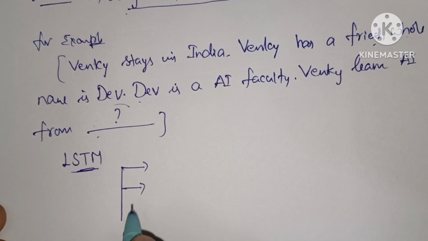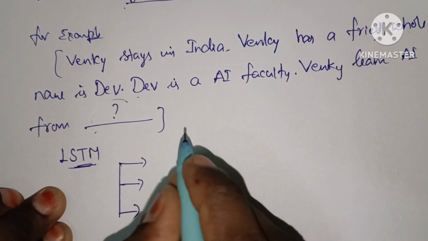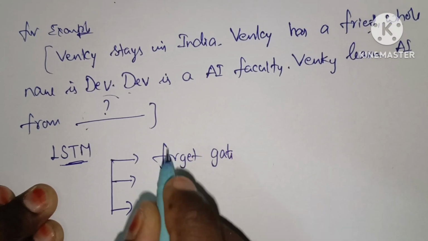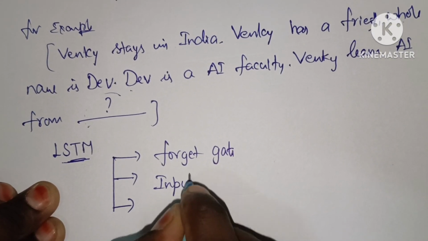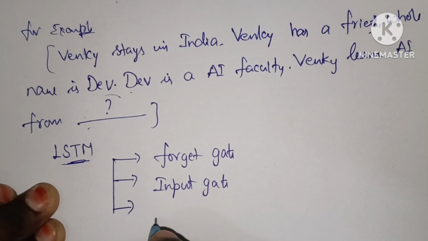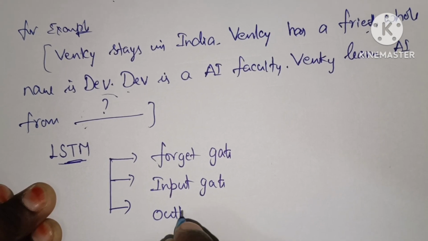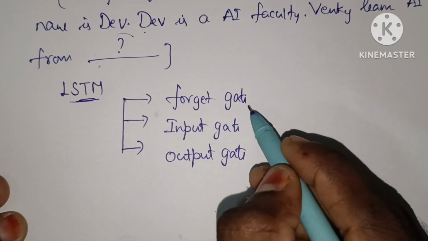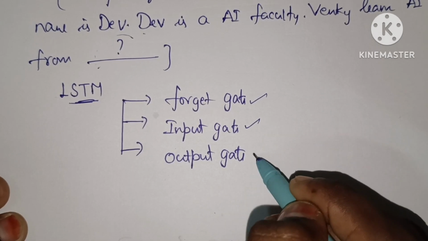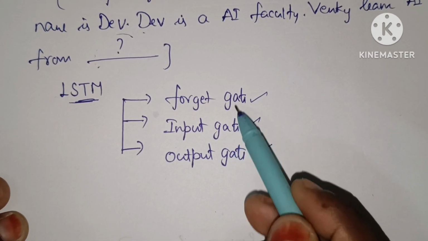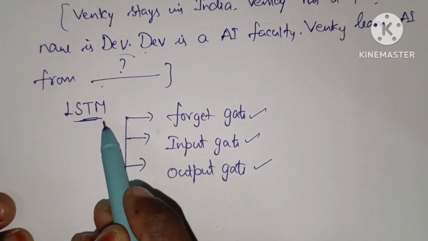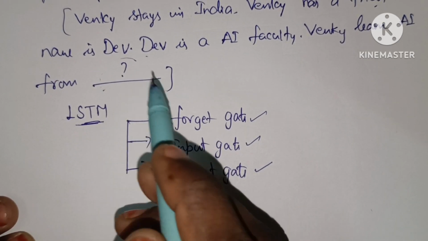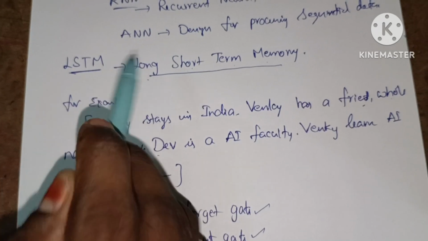Okay. So here we mainly focus on three different types of gates in LSTM. One is the forget gate, another one is the input gate, and the next one is the output gate. Forget gate, input gate, and output gate. So these three gates play the main roles in LSTM. That is the main focus of LSTM processing.